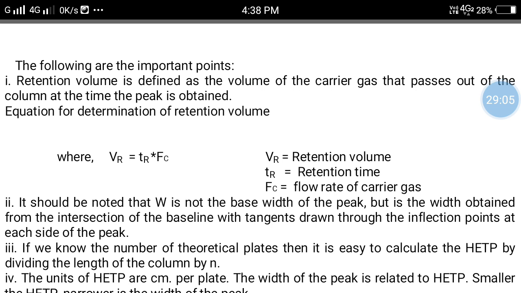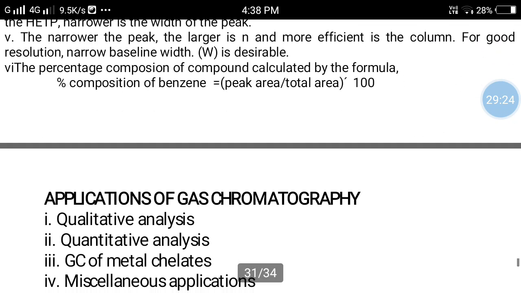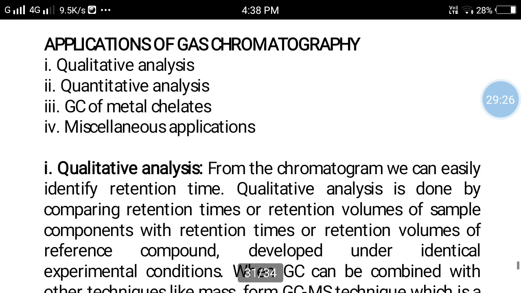Similarly, the retention volume is also determined. Retention volume is calculated mathematically: VR is equal to TR multiplied by the flow rate of carrier gas, FC. That is, VR is the retention volume, TR is the retention time and FC is the flow rate of the carrier gas. Finally, we come to the application of chromatography.